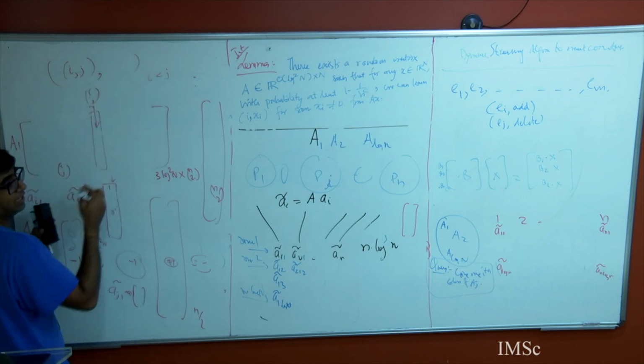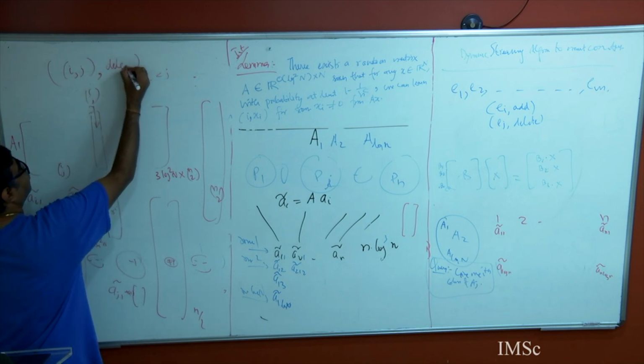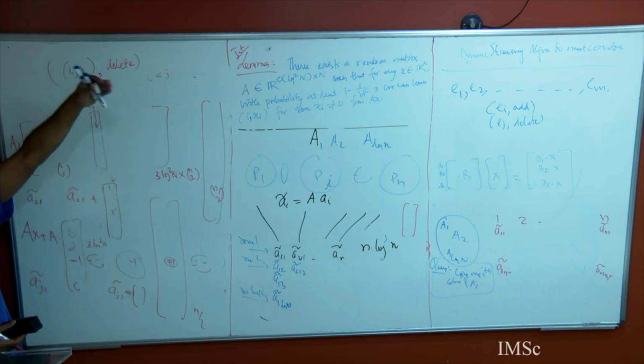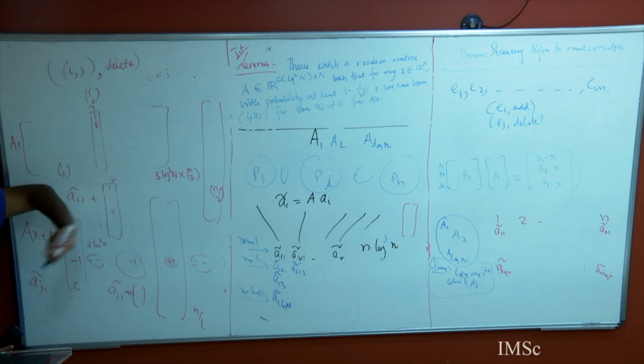Now suppose I delete. There are only 2 entries which are changing from what you had. There are exactly 2 entries which have changed. And if you delete, you have to do the same thing, but plus 1 to the higher guy, minus 1 to the other guy. So you can do this operation.